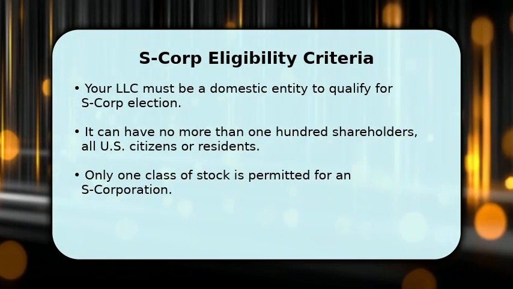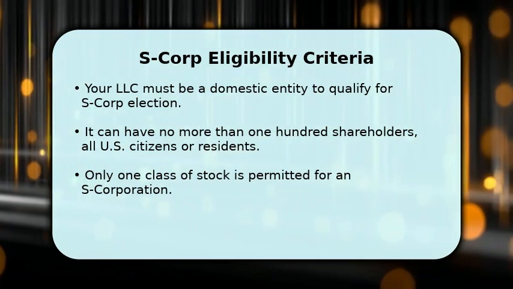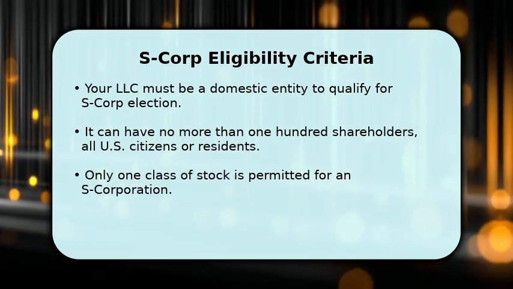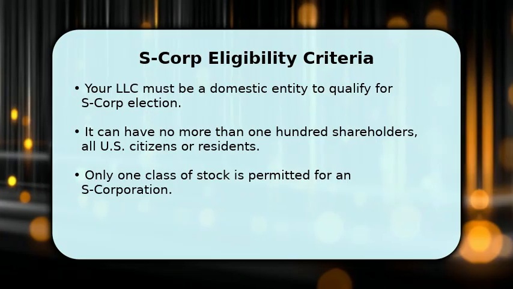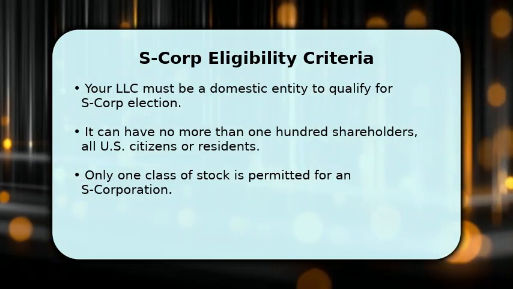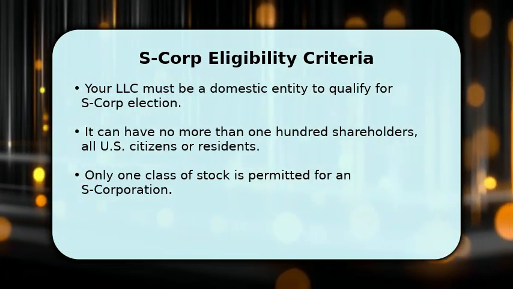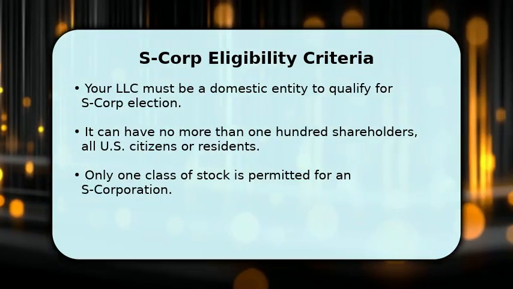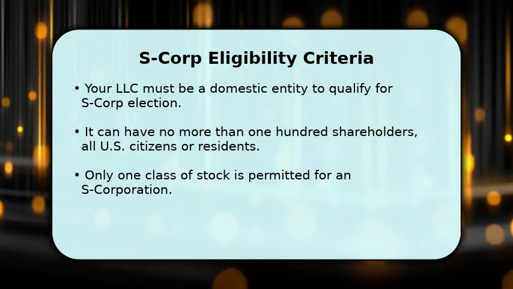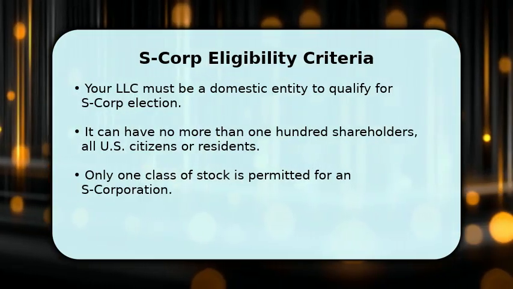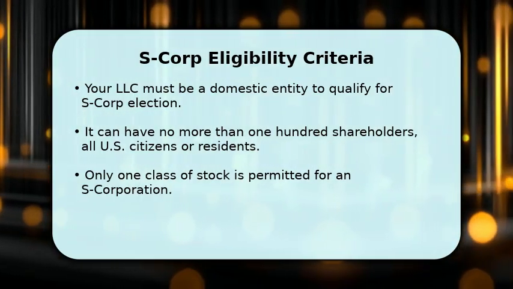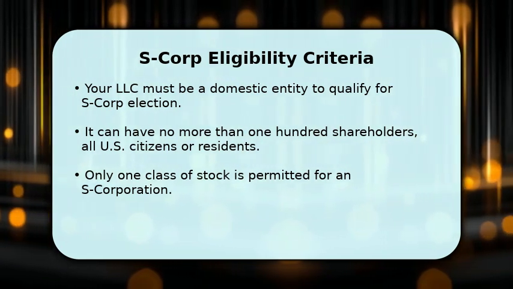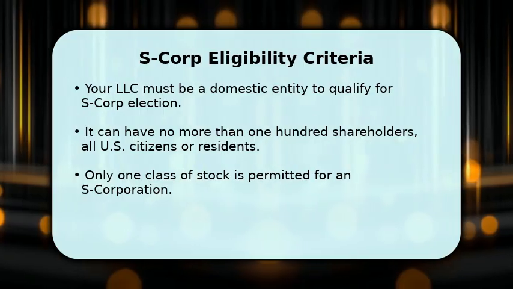Before making the S-Corp election, ensure your LLC meets the Internal Revenue Service's eligibility criteria. Your business must be a domestic entity, meaning it's formed in the United States. You can have a maximum of 100 shareholders, and all of them must be U.S. citizens or resident aliens. Additionally, an S-Corp can only have one class of stock. Certain types of financial institutions or insurance companies are generally not eligible for this election.